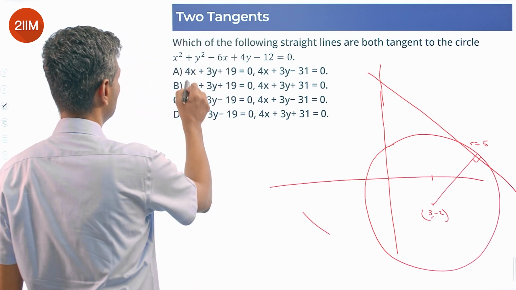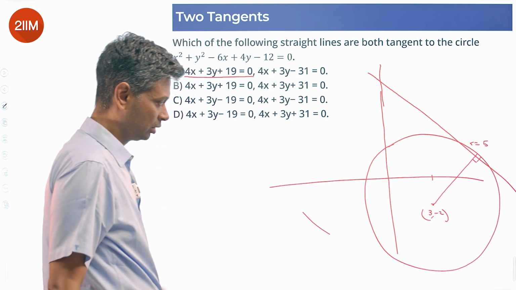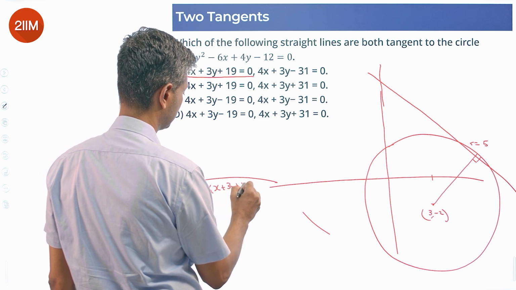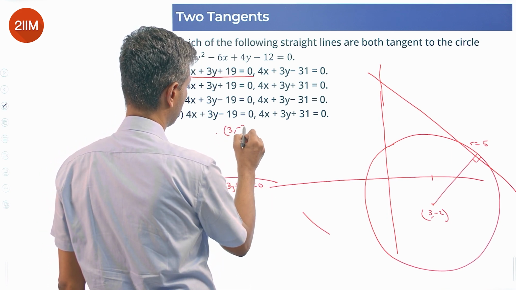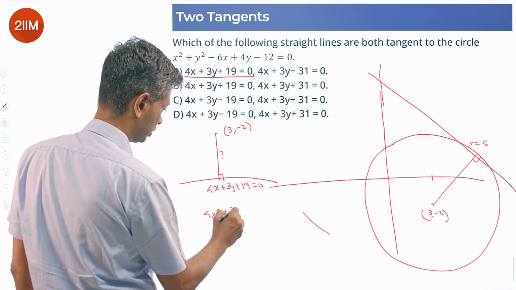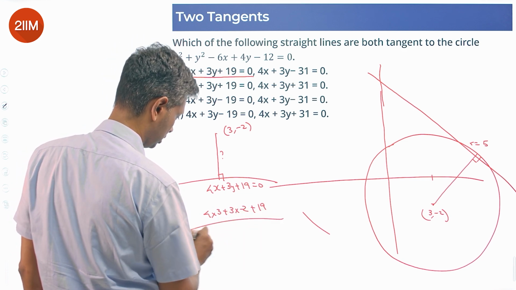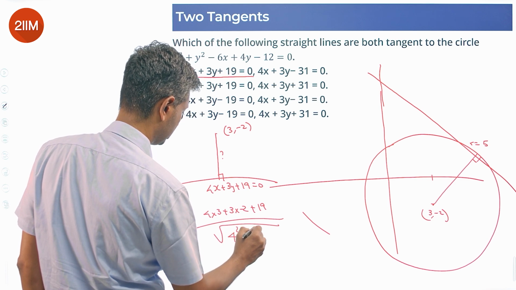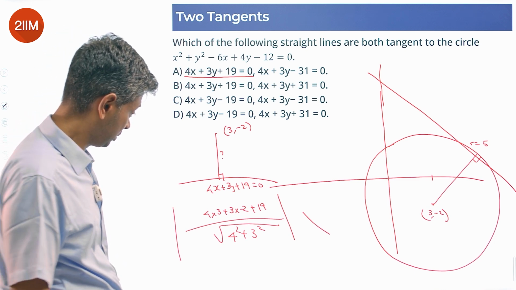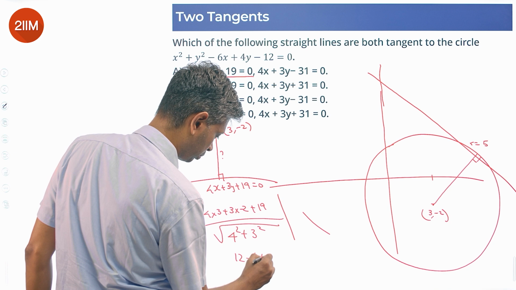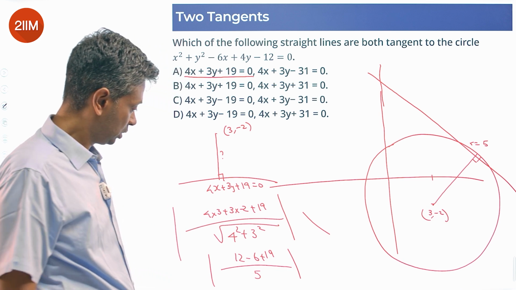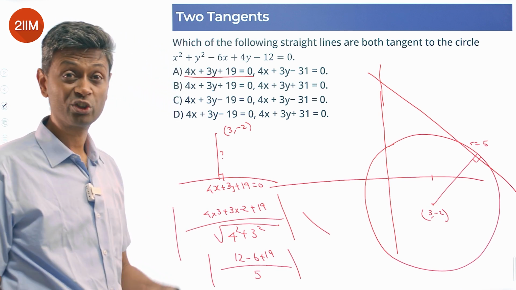What am I going to do? I'm going to take this 4x plus 3y plus 19 equal to 0 and find the distance from 3 comma minus 2. What is this perpendicular distance? 4 into 3 plus 3 into minus 2 plus 19 by square root of 4 square plus 3 square, under modulus. 4 into 3 is 12 minus 6 plus 19, divided by 5. 6 plus 19 is 25, 25 by 5 is 5.